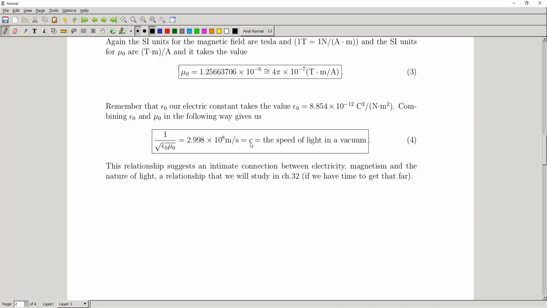Okay, and this is really one of the punchlines of the course. If we have enough time, and if we make it to chapter 32 in the time that we have, we're going to explore this relationship further. But this is definitely something we want to remember, that there's a connection between our electric constant and our magnetic constant. If you write them in this way, basically what you end up seeing is that epsilon naught times mu naught is equal to 1 over c squared, if you square both sides and just isolate these terms on their own, right? So this is a relationship we want to keep in the back of our heads.